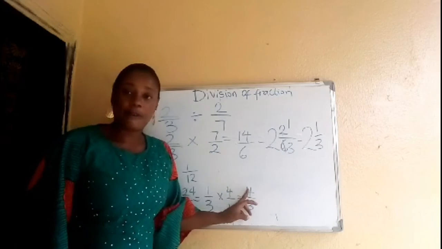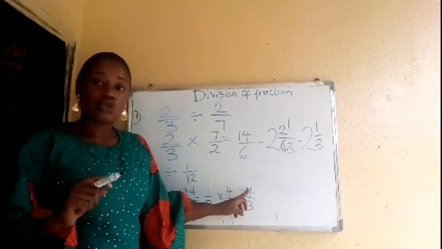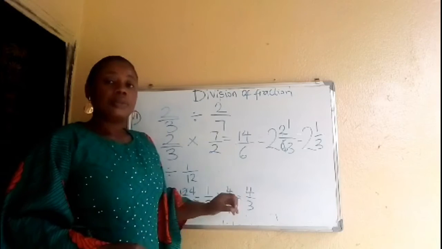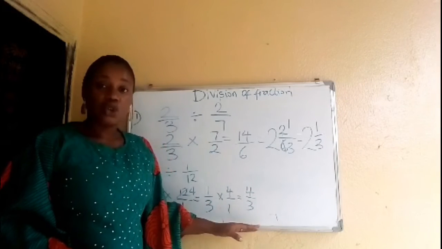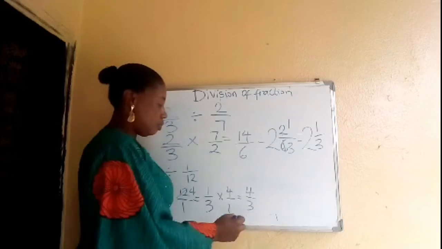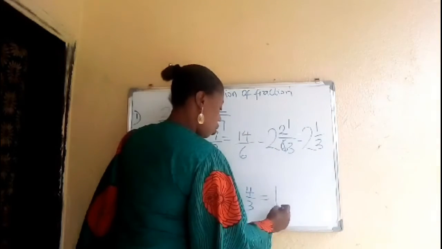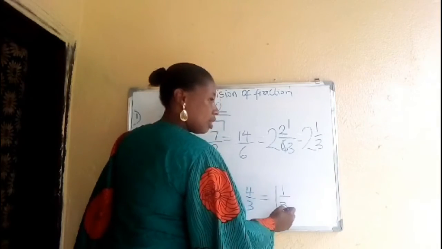This is an improper fraction. We have to change it to a mixed fraction. It's 1 whole number 1 over 3.